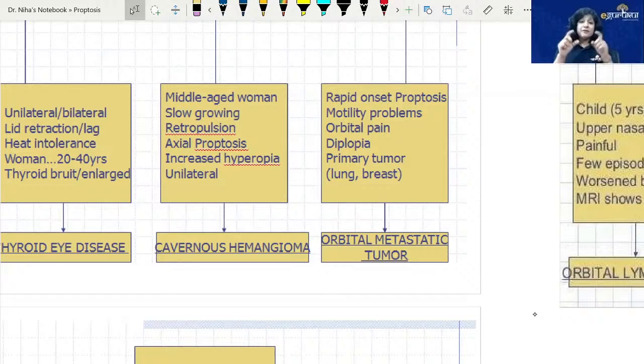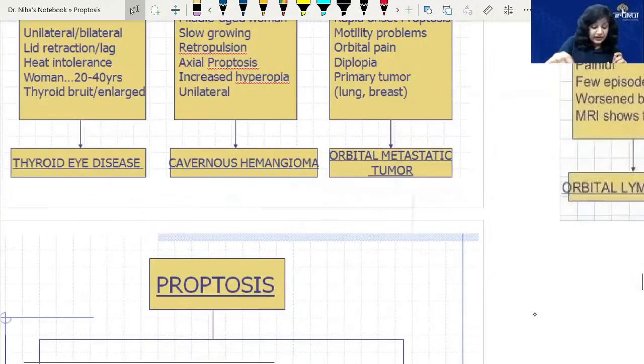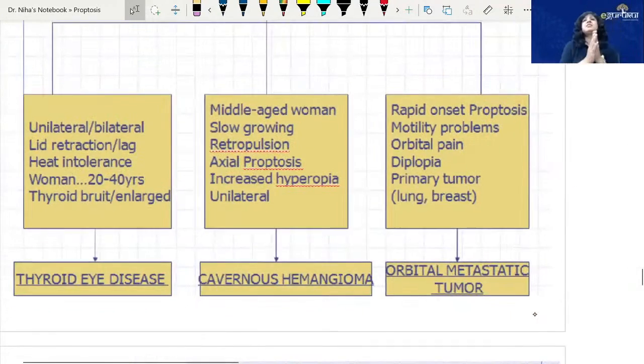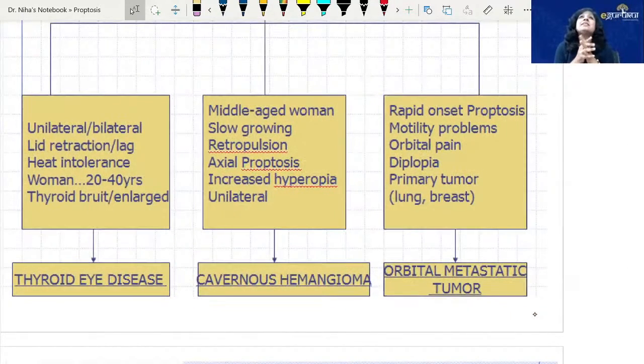So a very important clinical scenario where you are having a middle-aged woman along with the axial proptosis, unilateral, with distortion of vision and with the increased hypermetropia, you have to think about the hemangiomas, right? Then another important thing is the orbital varix. Now if I talk about orbital varix, this is a comparatively rare condition. Only 1 to 3% of the patients are presenting with this varix.